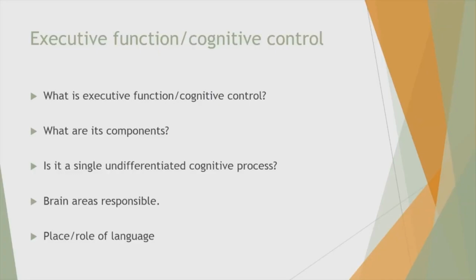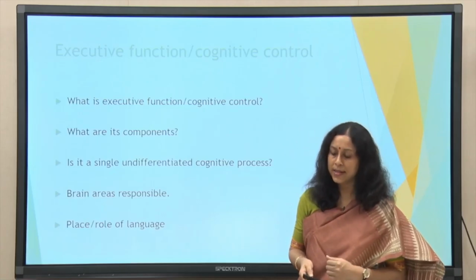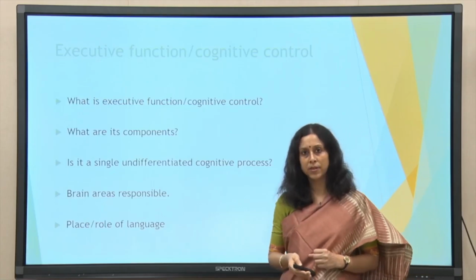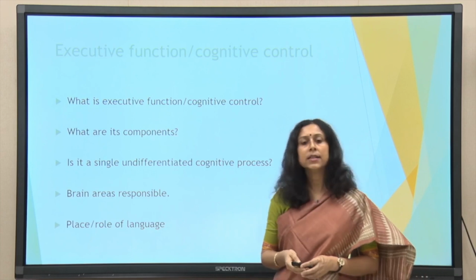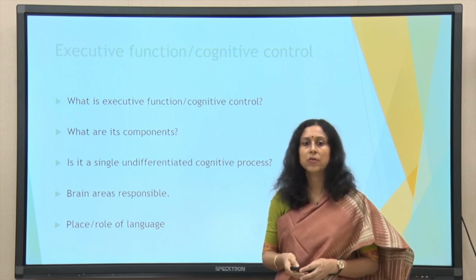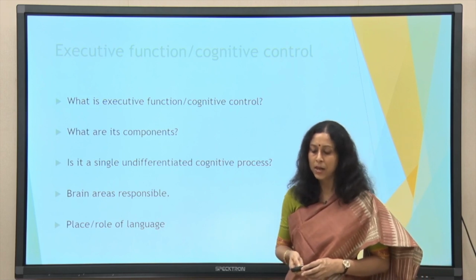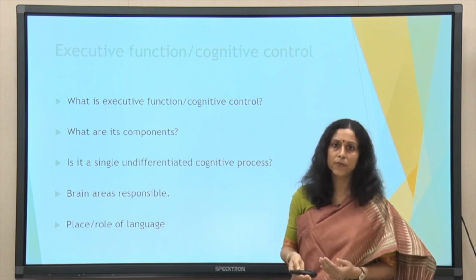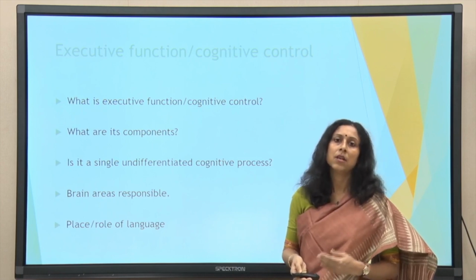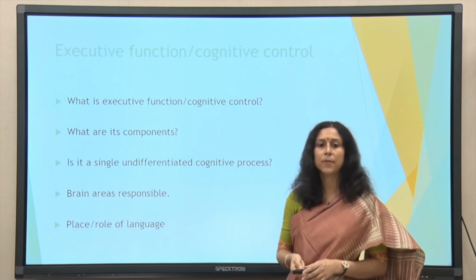Before we move on to the language aspect of the mechanism, let us look at the function itself. What is executive function? Executive function is also called cognitive control. So, what is executive control? This is what we will look at in the beginning. And then, what are its components? What is it comprised of? What are its smaller parts, its subdivisions, subparts and so on?